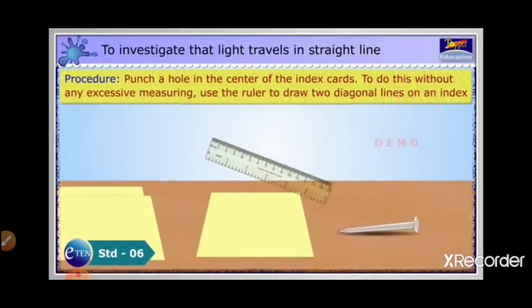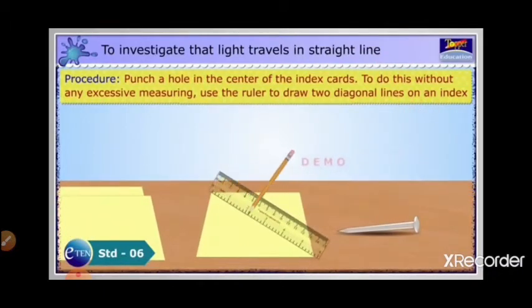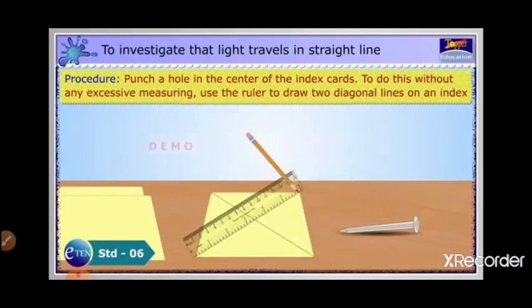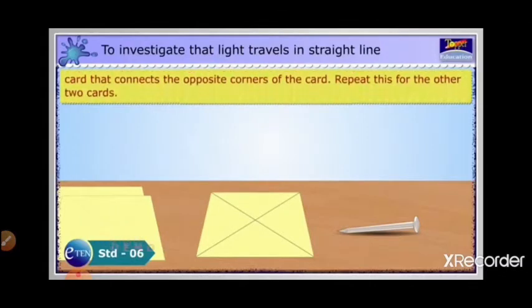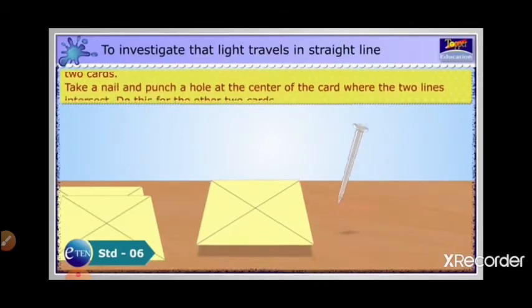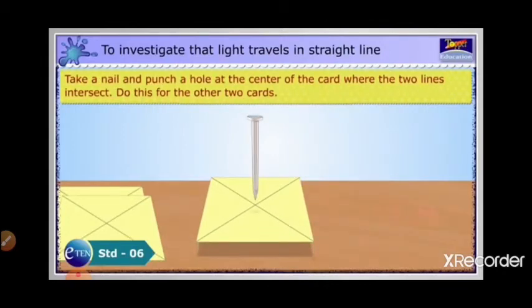So how will you do it? First you make the hole. To make the hole in the exact middle of the paper, you have to draw a diagonal cross and you will get one midpoint. Make the hole at that midpoint for all 3 sheets of paper. In those 3 cardboard sheets you have to make the hole.